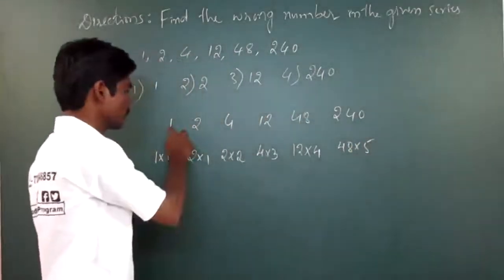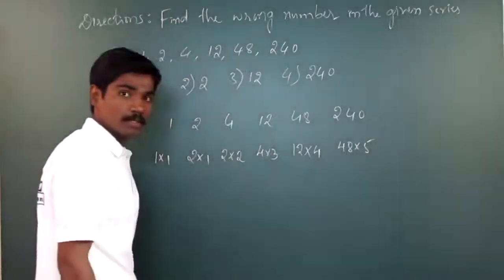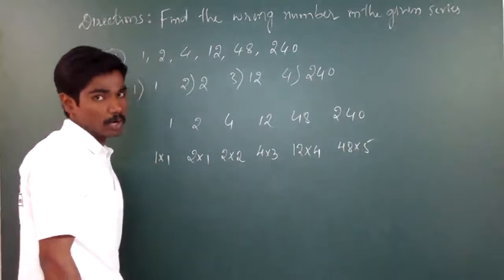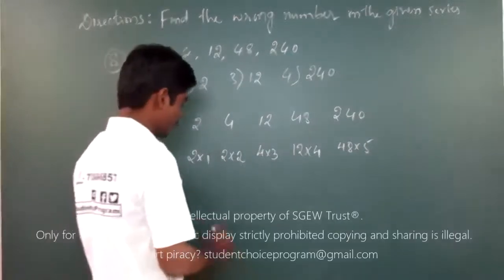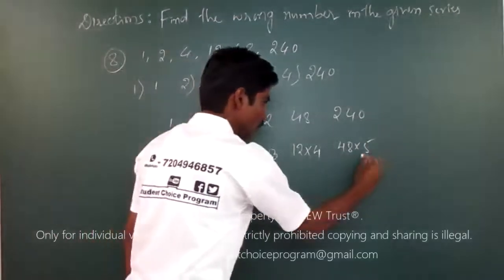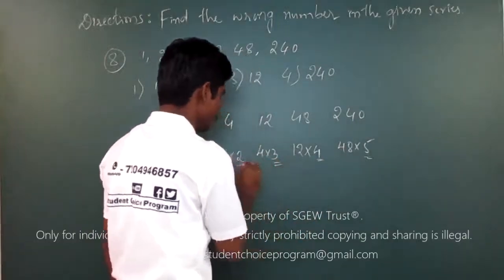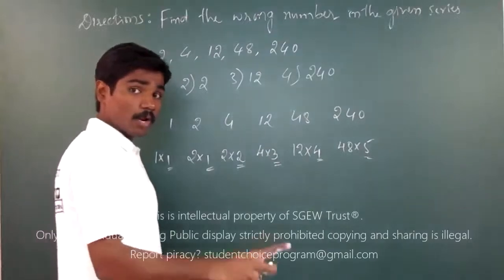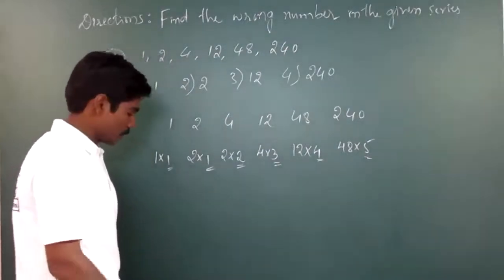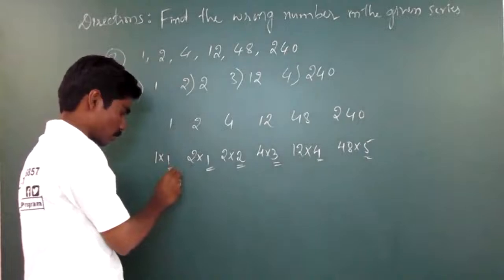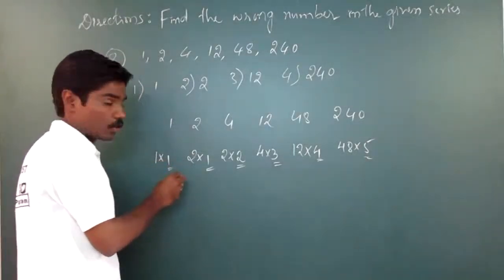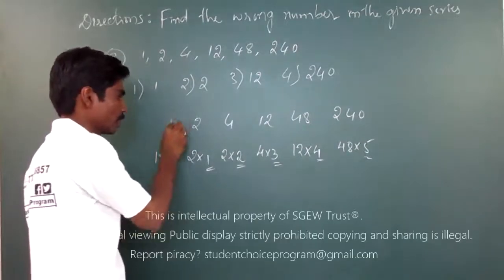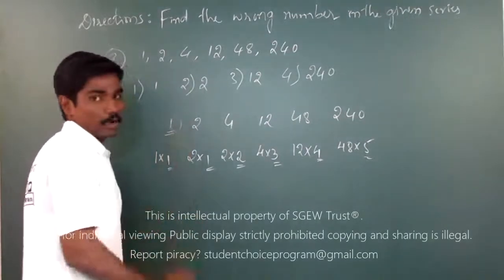That means the series is obtained by multiplying the numbers with a series of whole numbers. See now here, I am having 5, 4, 3, 2, 1 and 1. Whereas the series of whole numbers starts with 0. So here I should get it as 0. 0 into anything is 0. So instead of 1, I should have got 0 here. Okay. Therefore, the 1 is the wrong number.